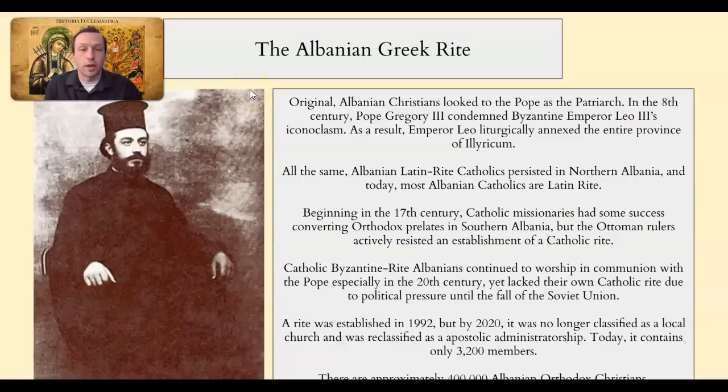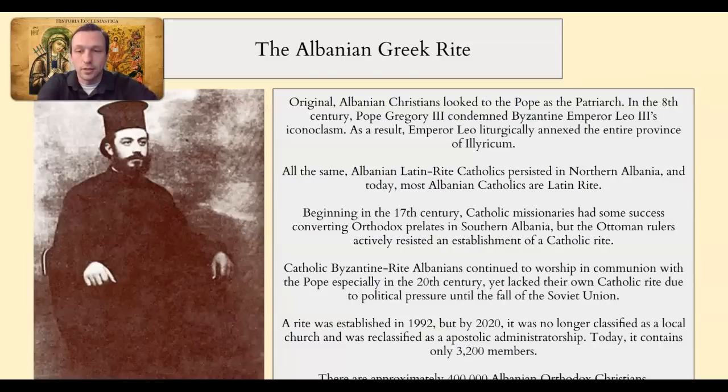The Albanian Greek Rite. Originally, Albanian Christians looked to the Pope as the Patriarch. In the 8th century, Pope Gregory III condemned the Byzantine Emperor Leo III's iconoclasm. As a result, Emperor Leo liturgically annexed the entire province of Illyricum, modern-day Albania, from Rome. And Rome was not powerful enough to really counter this, and so Albania came under the liturgical influence of Constantinople. All the same, the Albanian Latin Rite Catholics persisted in northern Albania, and today most Albanian Catholics are Latin Rite.